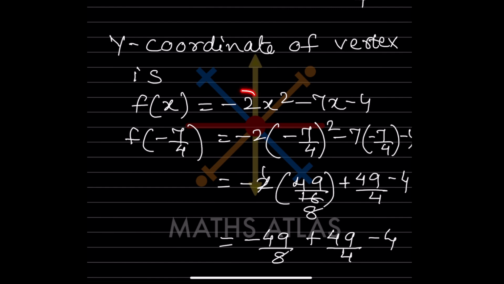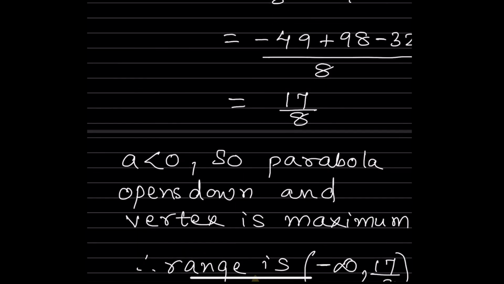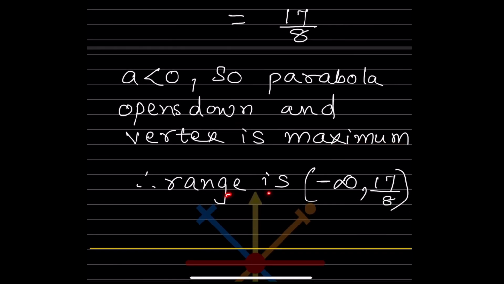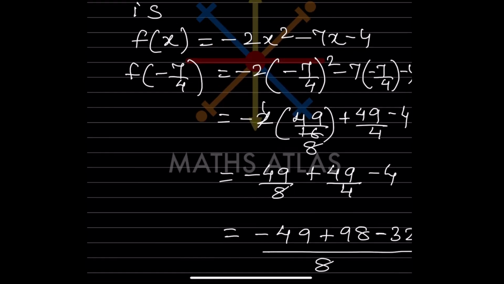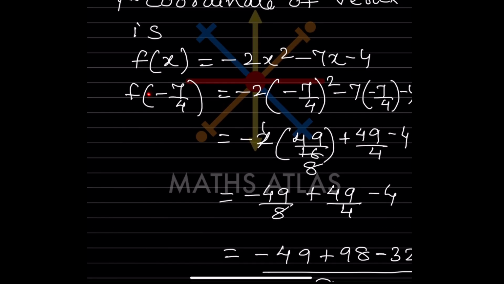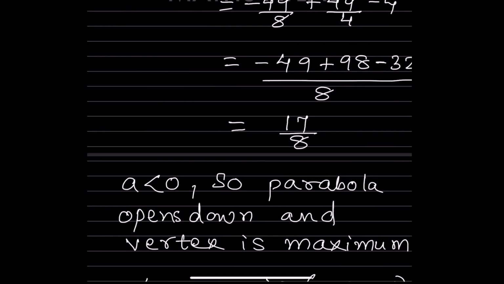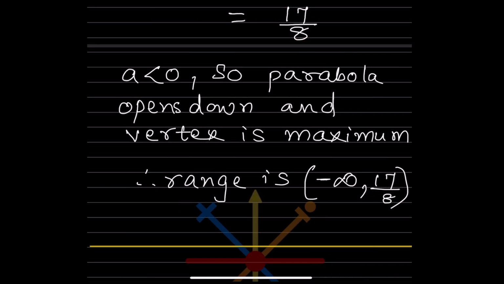Can you see the A value? That is minus 2. So A is less than 0. So whenever the parabola's A is less than 0, it means the parabola opens down and the vertex is the maximum. So the range is what? That will be minus infinity up to the value you got here. Whenever you write f of x, that is the y value. F of x is y. So you got 17 by 8. So this is 17 by 8.